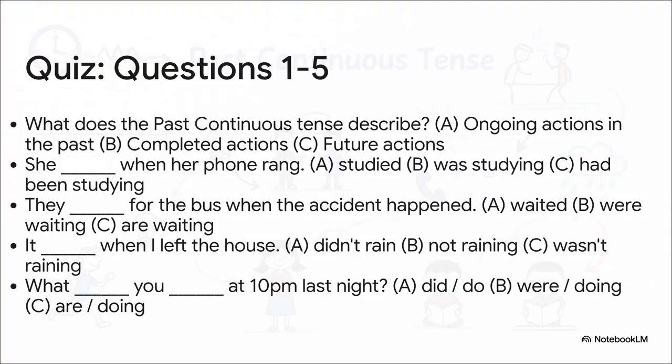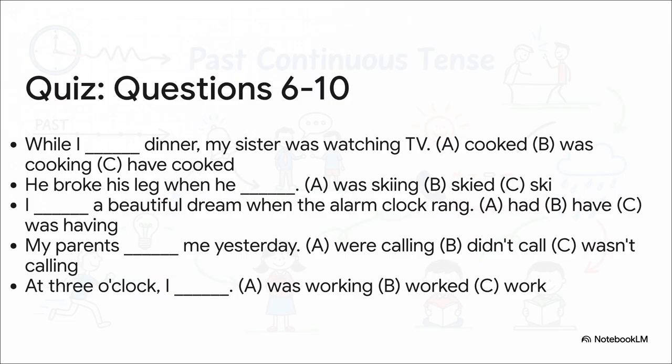Here are your first 5 questions. Take a good look, read them carefully, and lock in your best answer for each one. And here are the last 5. Now pay close attention to number 9. It's a bit of a classic trick question. Okay, got your answers ready? Let's see how you did.